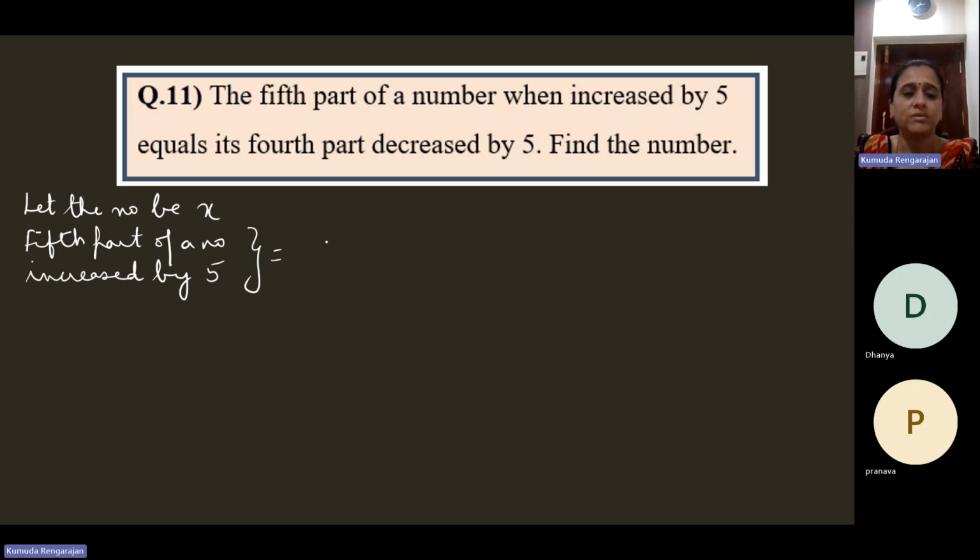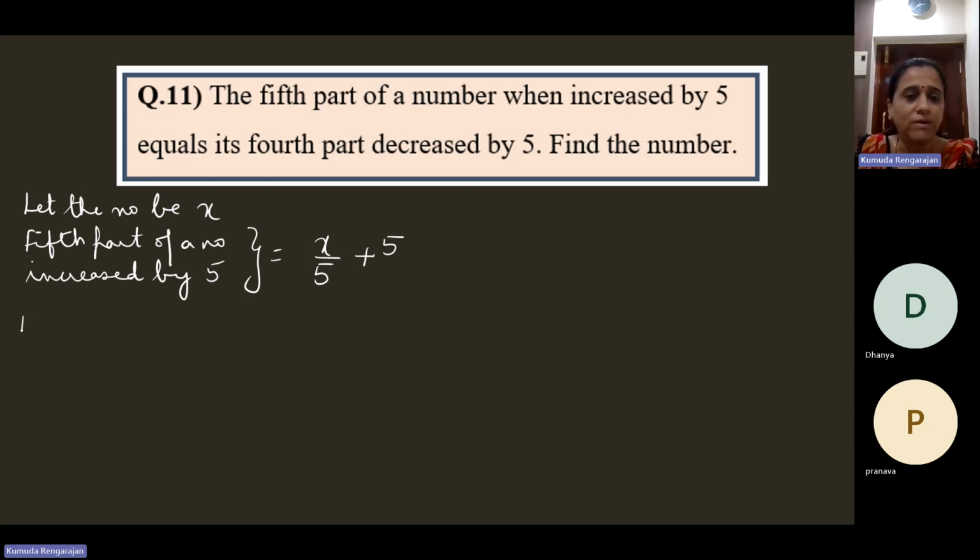Fifth part of a number means x by 5. 5 times a number is 5 into x, 5x. Fifth part of a number is x by 5. Sixth part of a number, x by 6. 10th part of a number, x by 10. So fifth part of a number, x by 5, increased by 5, so plus 5.